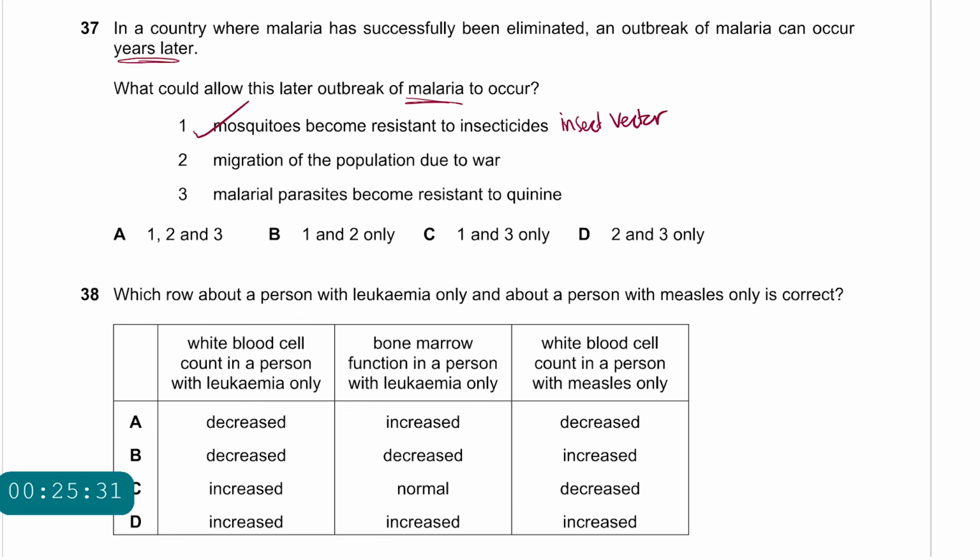For 2, migration of the population due to war. This is correct because the more people there, the more likely there's going to be a spread of malaria from infected to uninfected people, so this is correct. 3, malarial parasites become resistant to quinine. Quinine is basically the anti-parasitic medication used to treat malaria. So obviously if malaria became resistant to it, the amount of malaria increases, so this is correct. So all these factors allow an outbreak of malaria to occur, so the answer is going to be A.